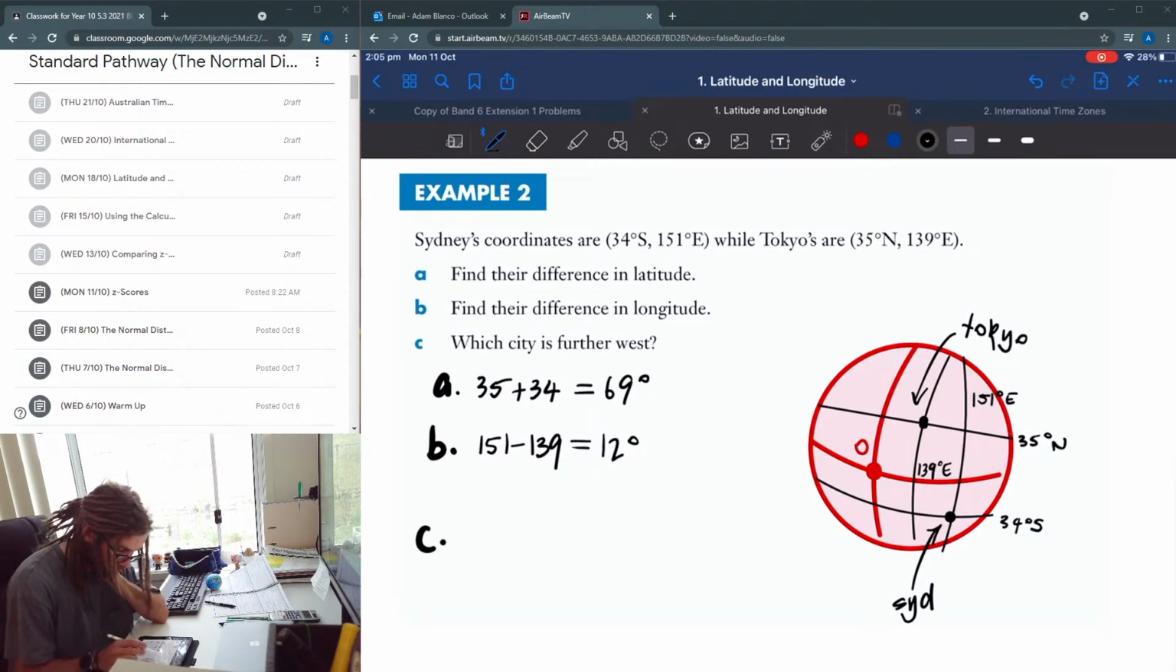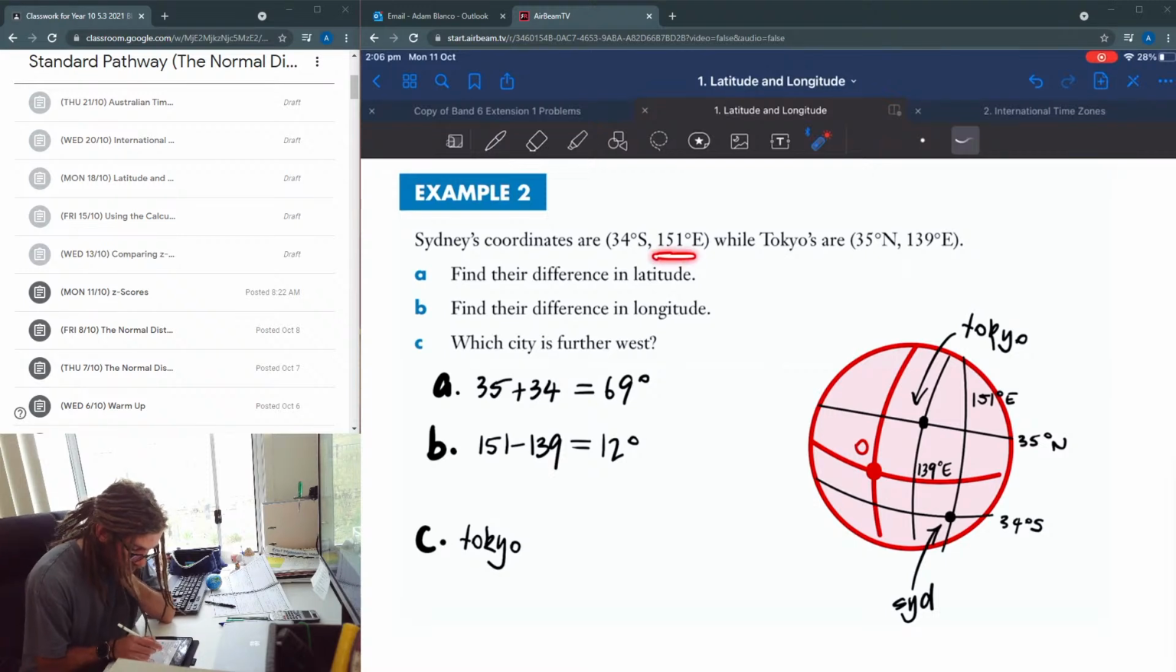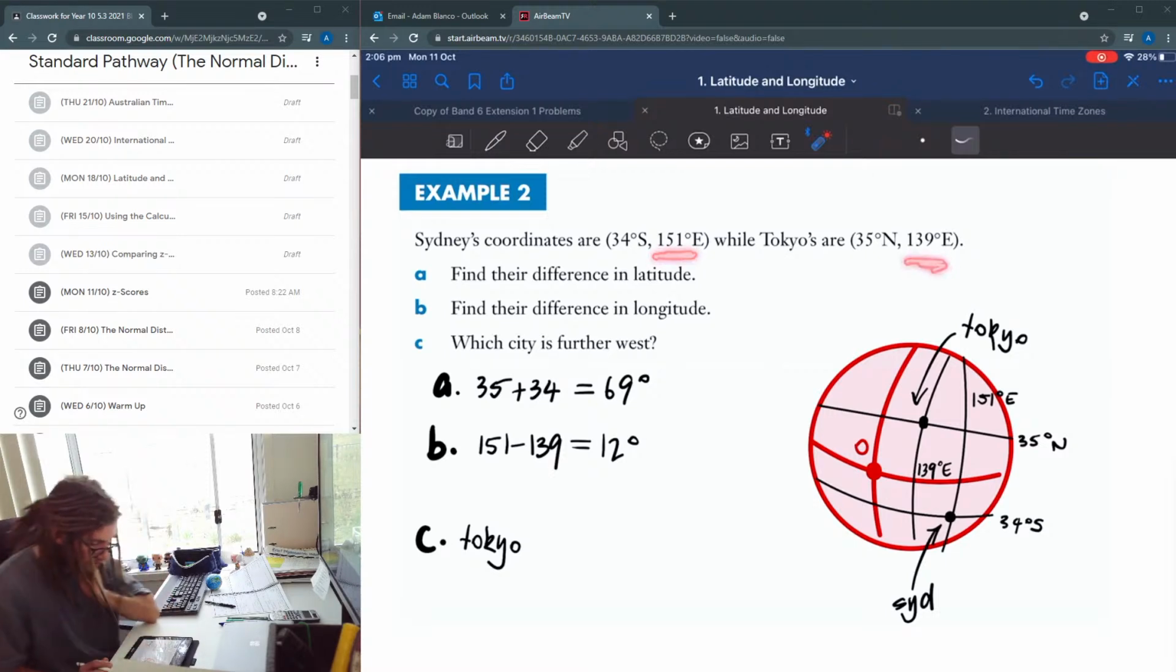Yep. Okay, and then which is further west? Further west would suggest which one's further this direction. That's Tokyo, that's Sydney, so Tokyo is further this way, so you'd say Tokyo. And you know that because Sydney is further east, so that means Tokyo is further west.